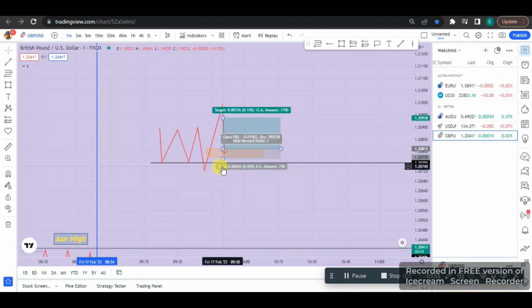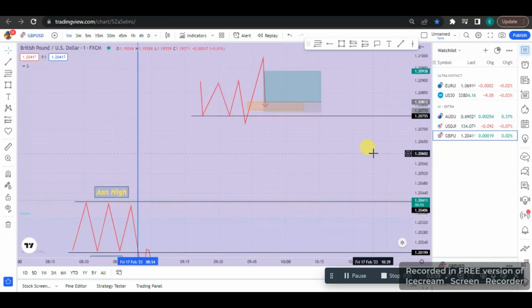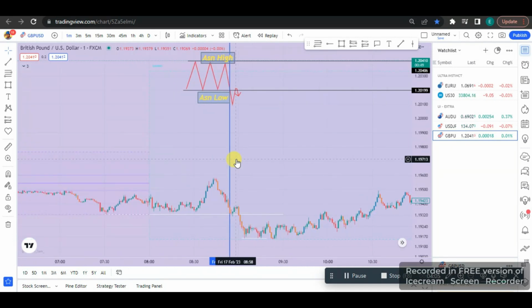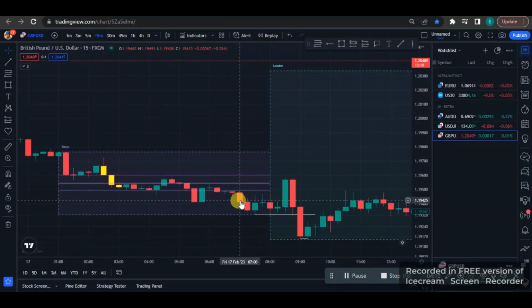So guys, I will show you the real live example on the chart and what it looks like. And that's actually a trade I took last week. So let's get straight into that example. Alright guys, so this is an example of a trade I took on Friday, the 17th of February 2023. As you can see, this is the Asian session. This is the Asian session highs. It's also called Tokyo. Asian highs, Asian lows.